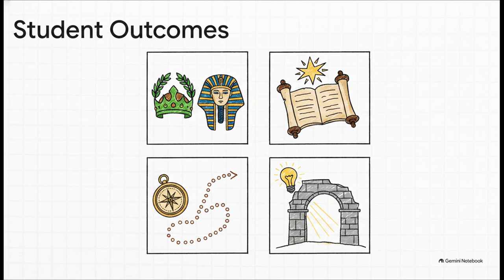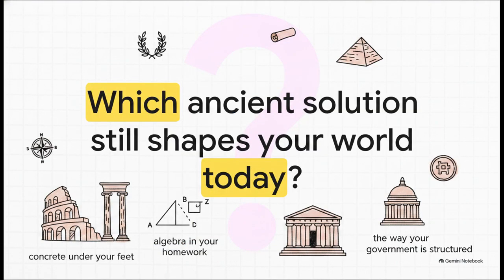You'll be tracing the pathways of trade and cultural diffusion across the globe. And, arguably most importantly, you'll be fully equipped to evaluate historical legacy. You won't just know what happened, you're going to be able to argue exactly why it matters today. So we end right back where we started, bringing our essential question full circle. I want to leave you with this provocative thought to chew on. Which ancient solution to power, belief, or community still shapes your world today?